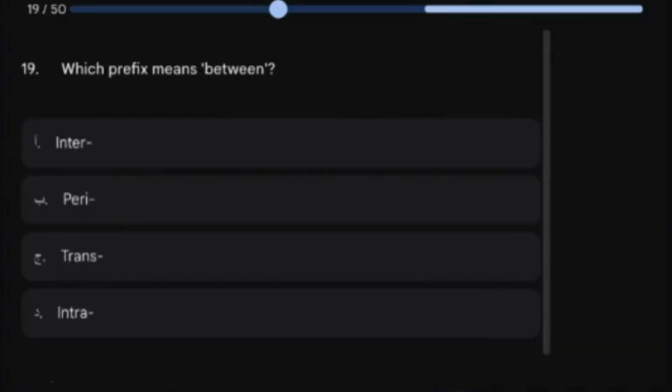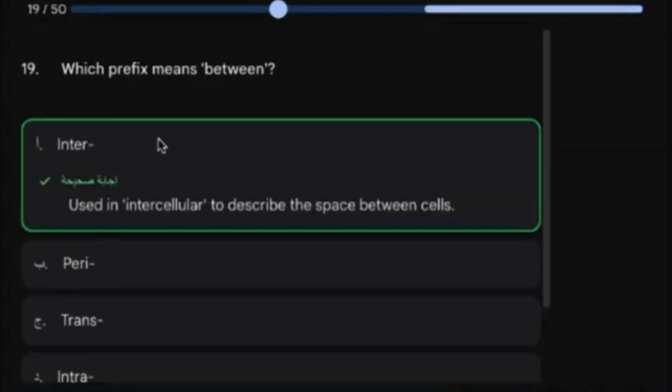Which prefix means between? Is it inter, peri, trans, or intra? This is kind of a tricky one. Take your time. Yes, inter, like in intercellular to describe things or the space in between the cells.